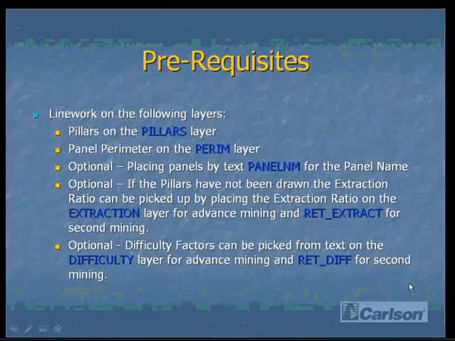The extraction rate is automatically calculated if the pillars are drawn. But if pillars are not drawn and we're only using the panel perimeters, we can input the extraction ratio for both advance and retreat mining by using the extraction and RET_extract layers. We can also input difficulty factors, which we will talk about later in the presentation.